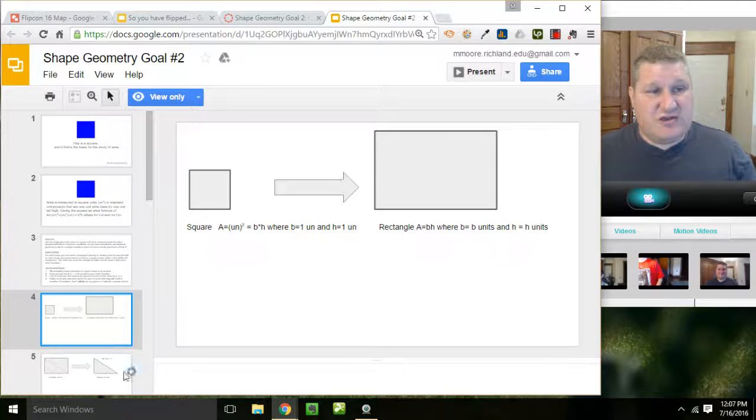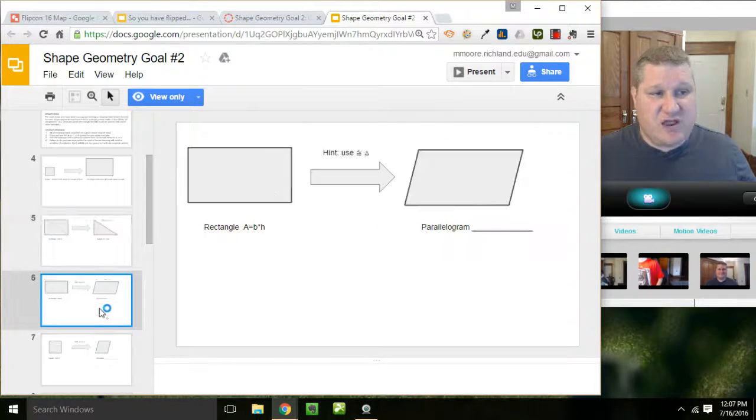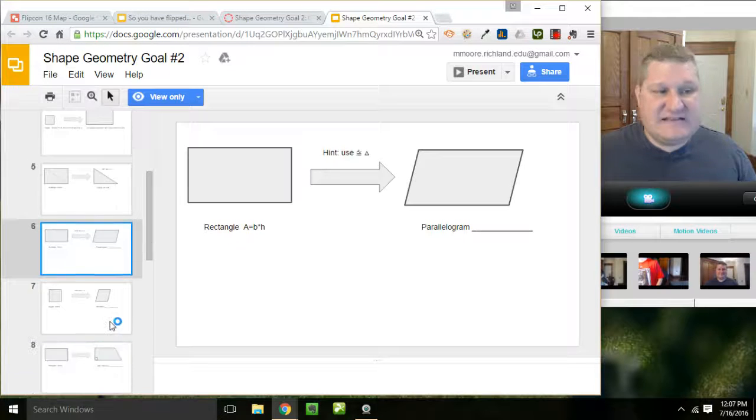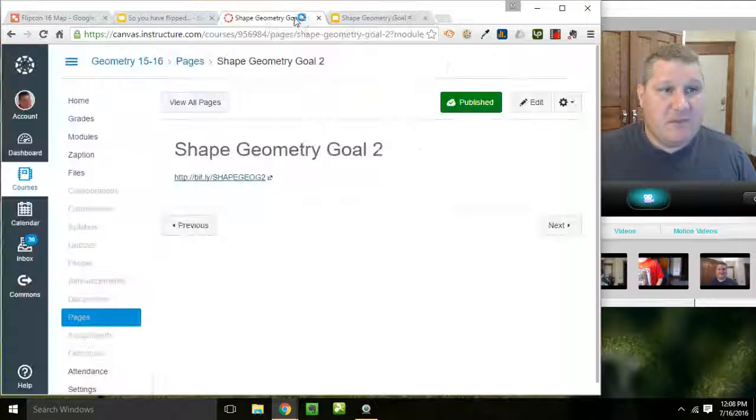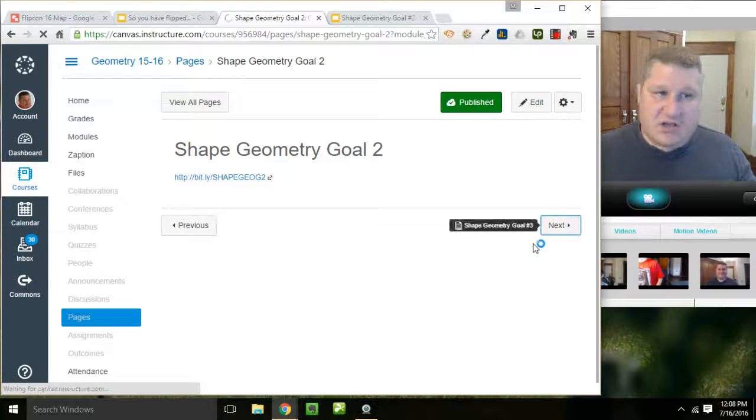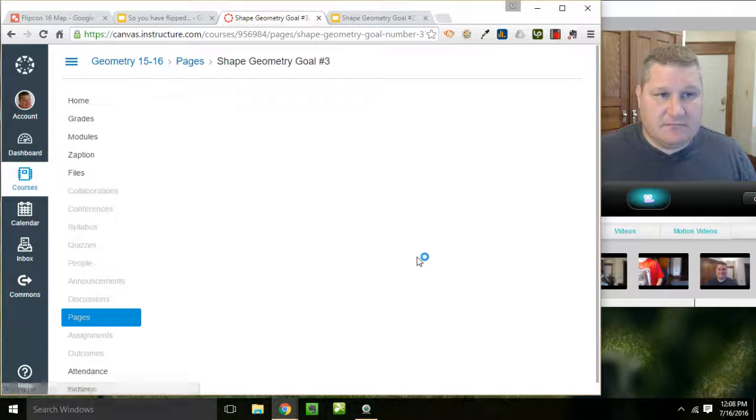So they start with a square, they go to a rectangle. From a rectangle, we move to triangles. From triangles, we move to parallelograms. It's that same map again. But now students are developing their own formulas. They have to give me justifications and reasons why those are what they are. Now, after goal 2, not shockingly, is goal 3.